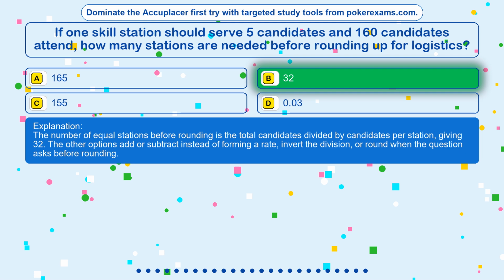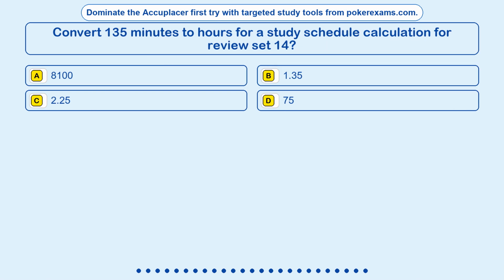Question 6. Convert 135 minutes to hours for a study schedule calculation for review set 14. Option A, 8,100. Option B, 1.35. Option C, 2.25. Option D, 75.